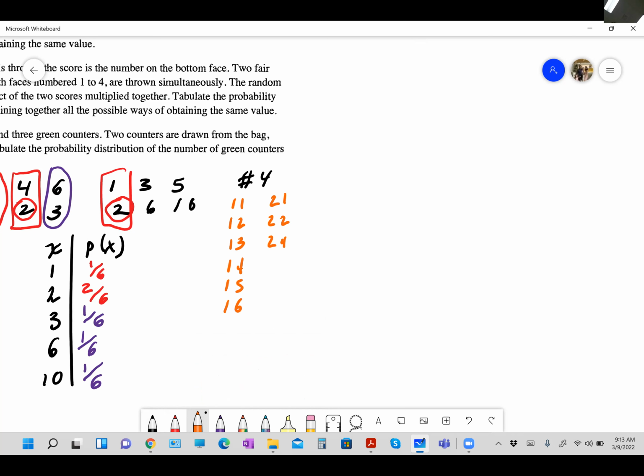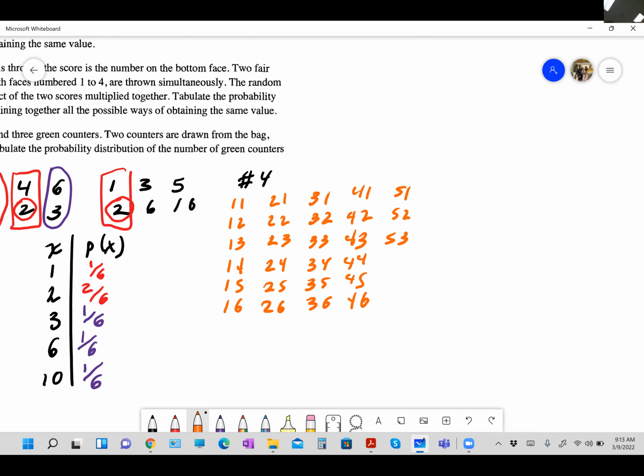All right, so now I'm just going to write it out. I'll erase it all. 2, 3, 2, 4, 2, 5, 2, 6, 3, 1, 3, 2, 3, 3, 3, 4, 3, 5, 3, 6, 4, 1, 4, 2, 4, 3, 4, 4, 4, 5, 4, 6, 5, 1, 5, 2, 5, 3, 5, 4, 5, 5, 5, 6, 6, 1, 6, 2, 6, 3, 6, 4, 6, 5, 6, 6.